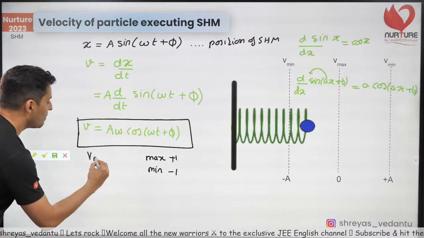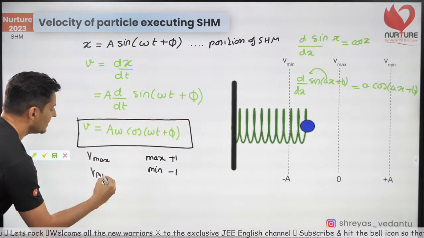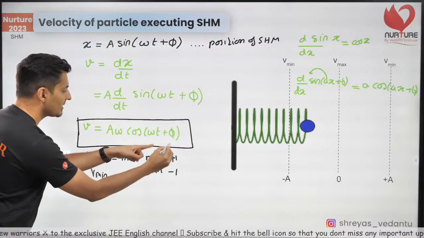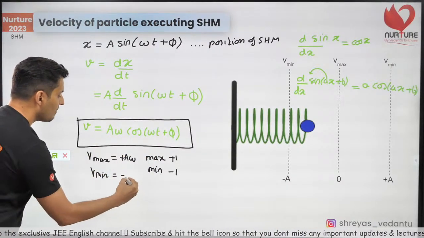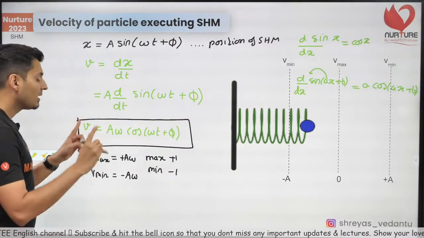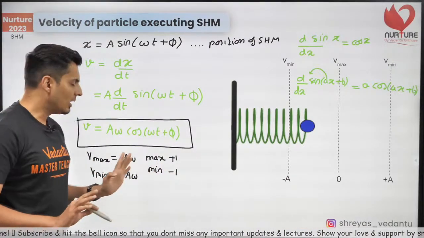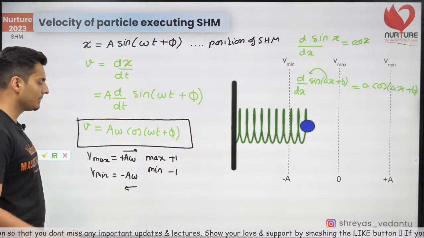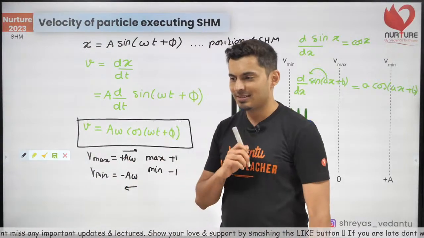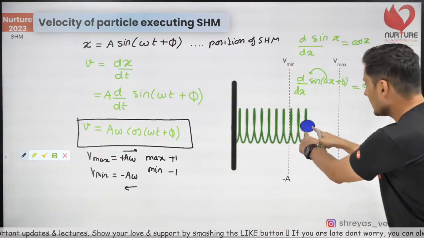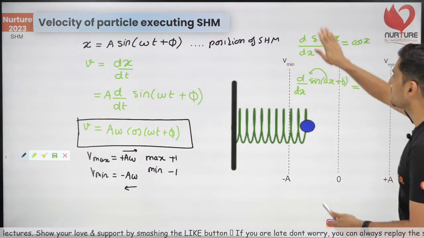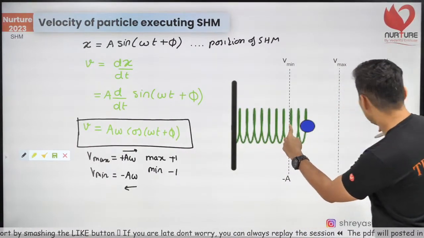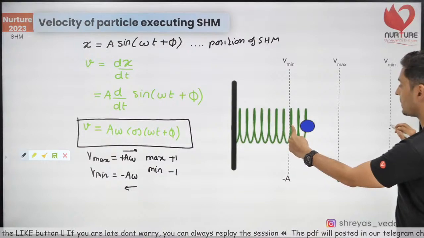So what do you think is the max value of velocity and the least value of velocity? The max value will be plus a omega when cos is 1 and the least value will be minus a omega. But what is this minus sign telling you? Minus sign tells you the direction. This is left side, this is right side. Now try to visualize this. When the particle goes back and forth, this particle will stop here as well as here.